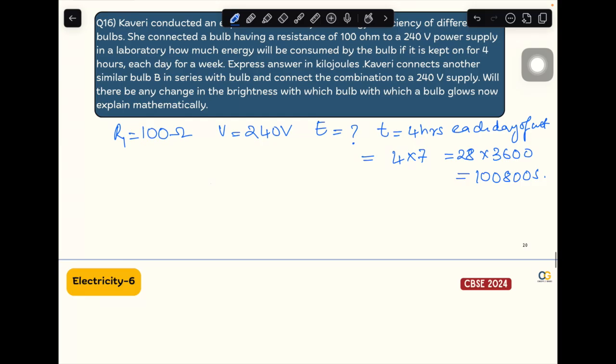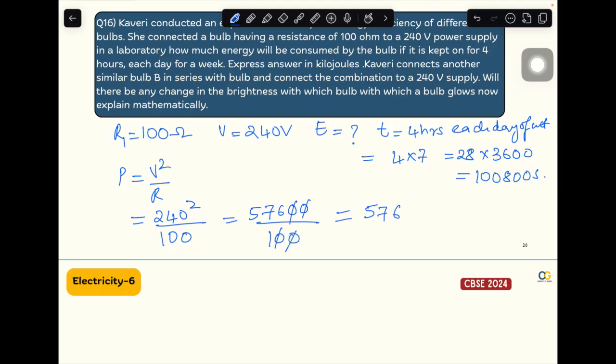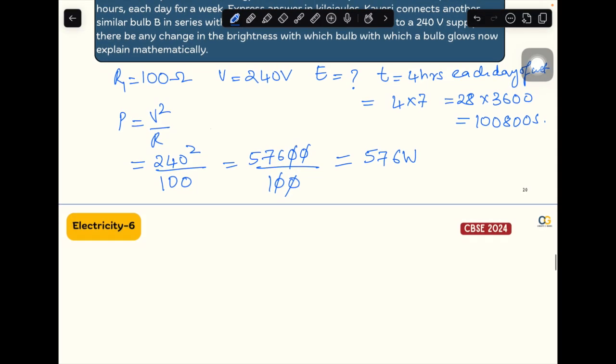Okay. Now I have to find the energy consumed, in kilojoules. First the power will be given by V square by R, which is 240 square by R, which is 100 ohms. I will get this to be equal to 57600 by 100, so this will get cancelled and it will be 576 watt. This is the power consumed by one bulb. Now the energy that it will consume will be power into time. So it is 576 into the time that we have, which is 1,800,000 seconds.